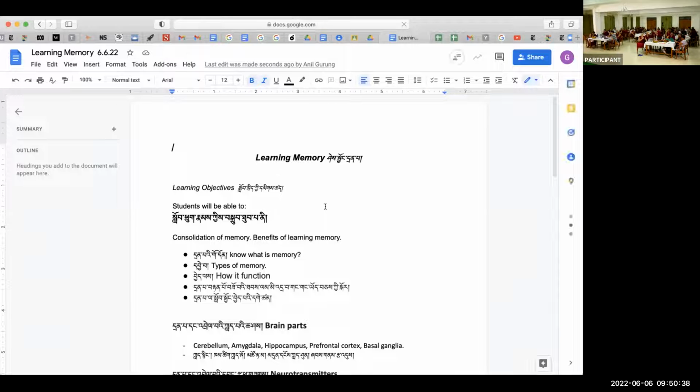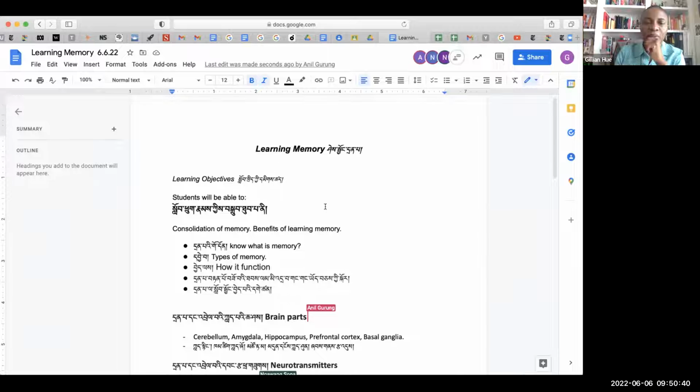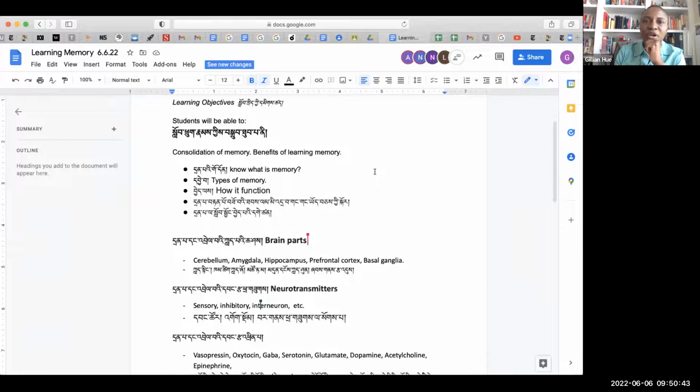Okay. So what are our learning objectives? Describe the big picture of what you want students to learn.